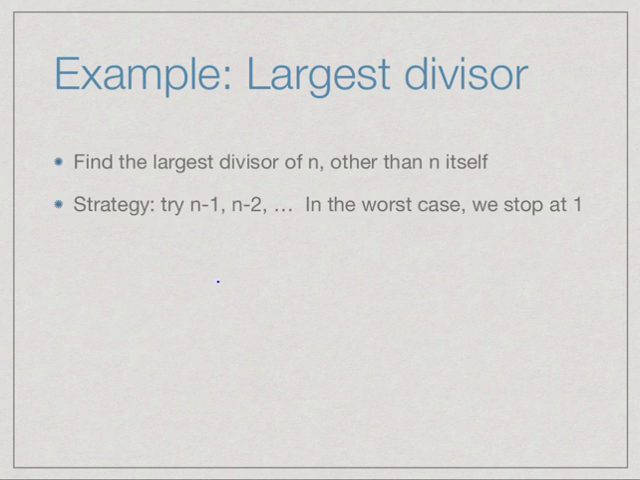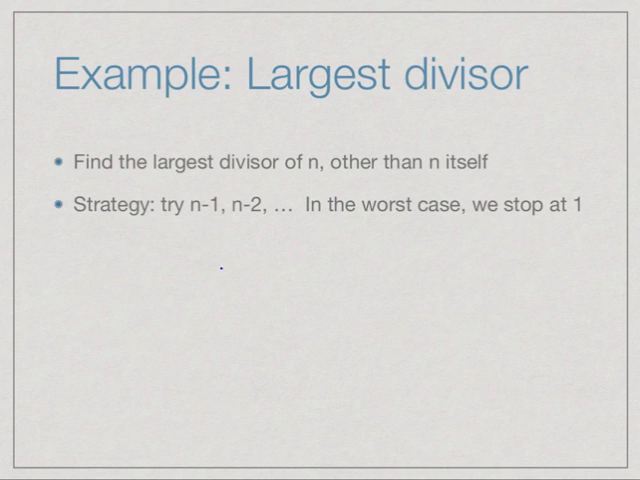So here is a simple strategy. We know that 1 divides n, so 1 is certainly a candidate. Just like in GCD, we know that 1 is a GCD, so 1 will always work. So here we can just iteratively try n minus 1, n minus 2. We want the largest one, so we go back in reverse order from n. We start with n minus 1 because we don't want n itself.